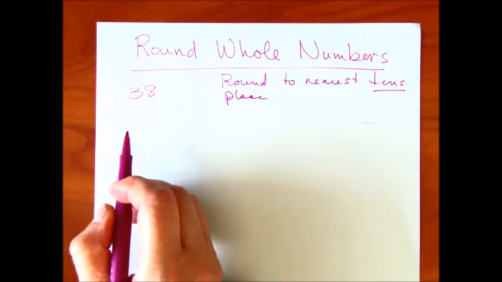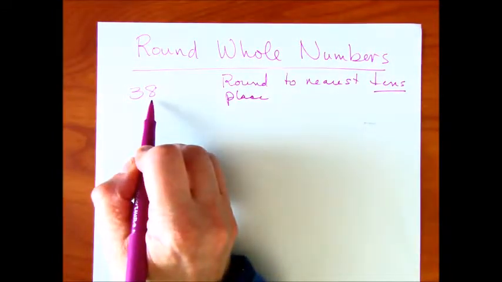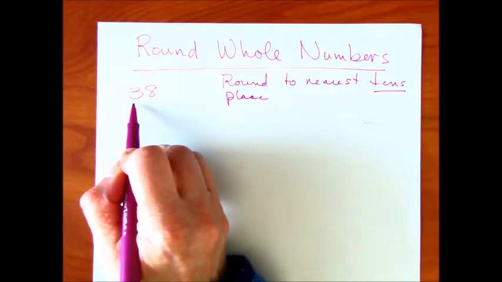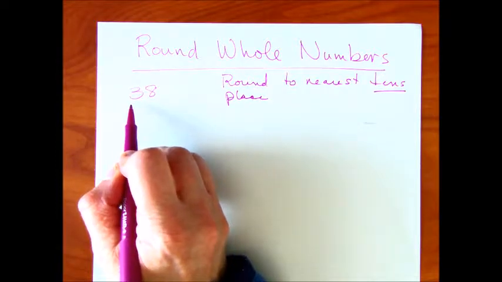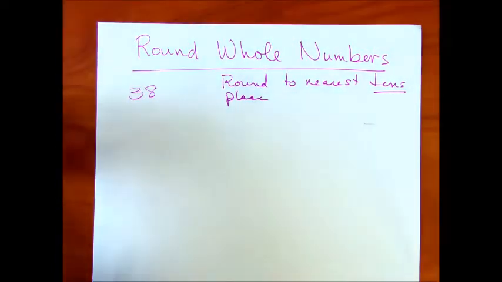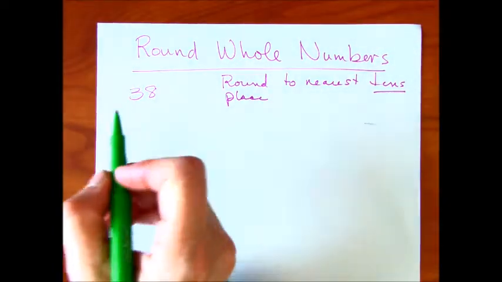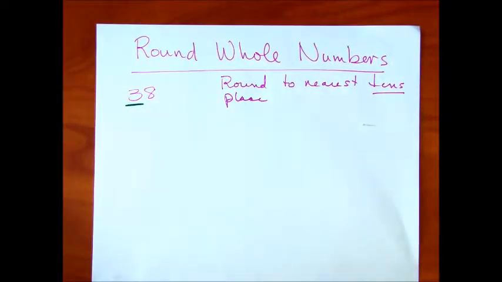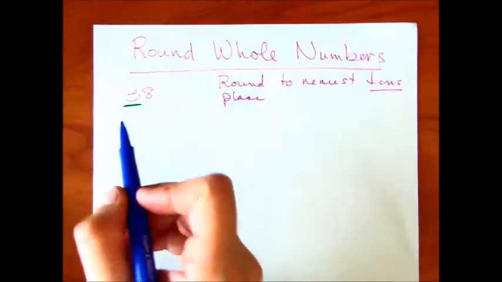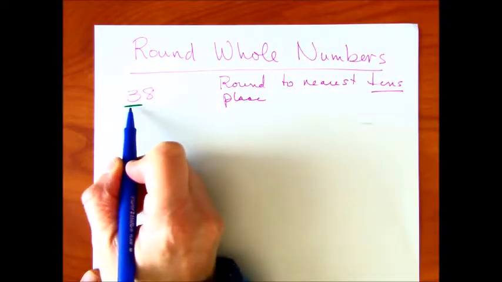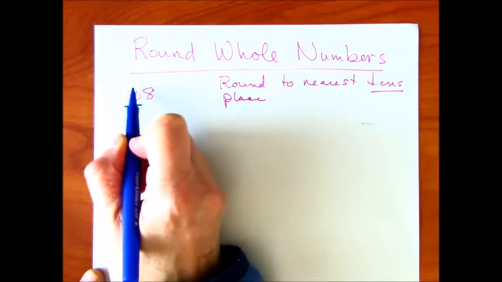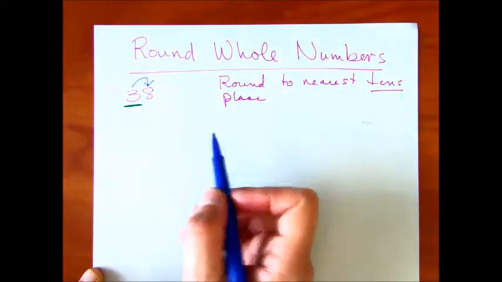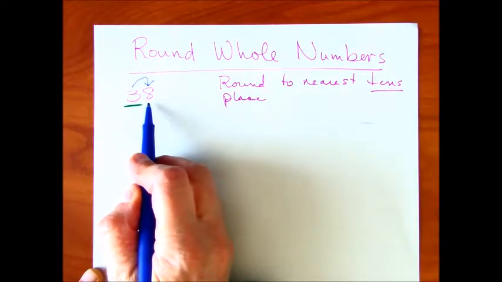So remember, with place value, the first digit is the ones place and the second digit is the tens place. And since this is a two-digit number, we can see that the 3 is in the tens place. Now, the next thing that we want to do is look to the digit directly behind that number that we just identified. So we're going to look to the 8. Okay, the 8 happens to be in the ones place.